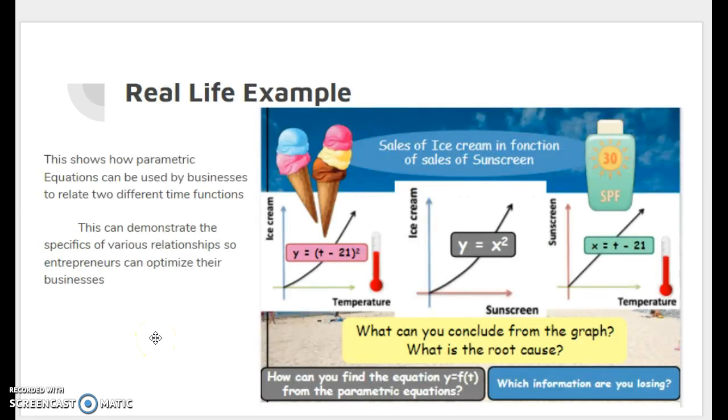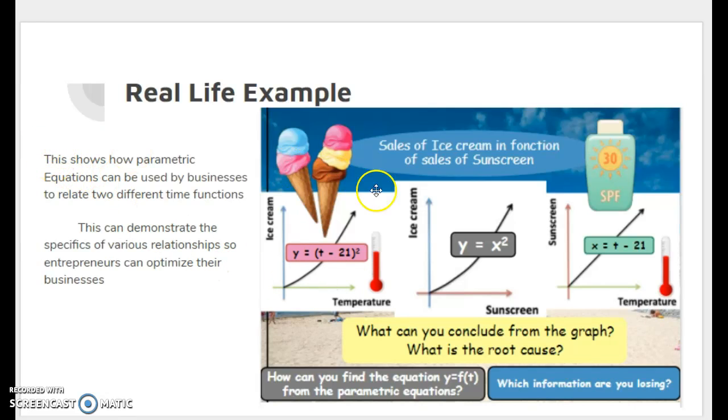So this real life example is on the left. We can see the comparison of ice cream and temperature. On the right, we see amount of sunscreen sold and temperature. In the middle, we compare ice cream and sunscreen, and we get rid of the temperature or the t variable in these two equations when we combine them using dy/dx equals dy/dt over dx/dt.